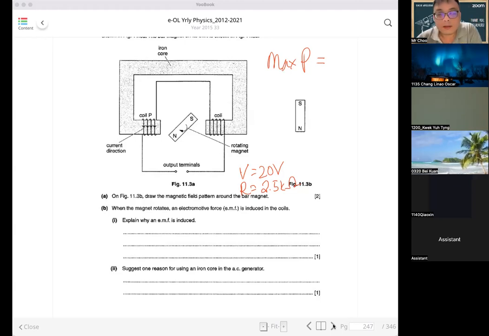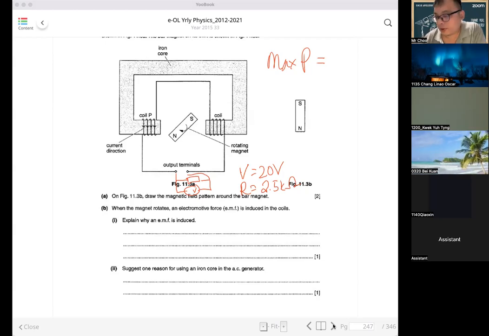If you all can get this answer, I'll let you go. But I don't need you all to give me the Lenz's law. Give me the answer. What's the maximum power? If my output terminal has a resistor here, and the voltage shows 20 volt. All right, Ryan, well done. You may go.